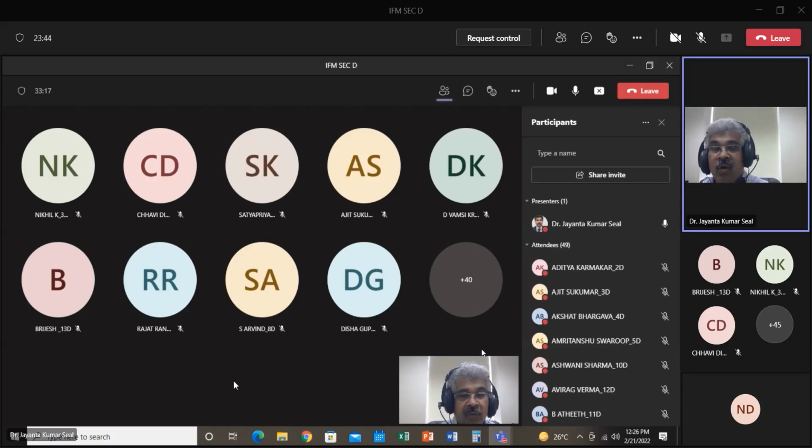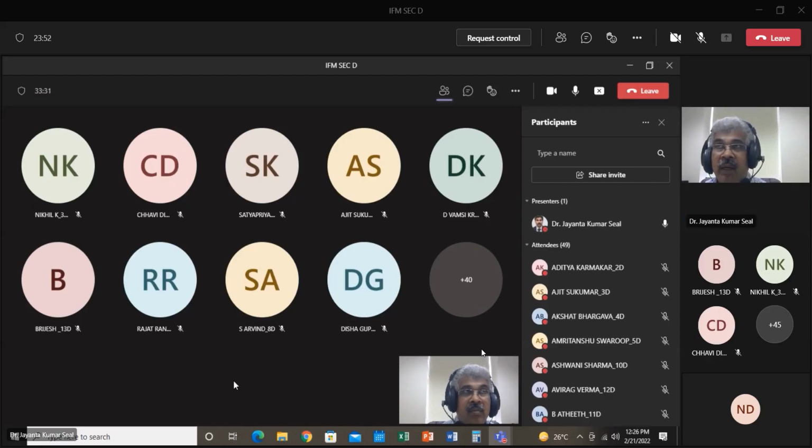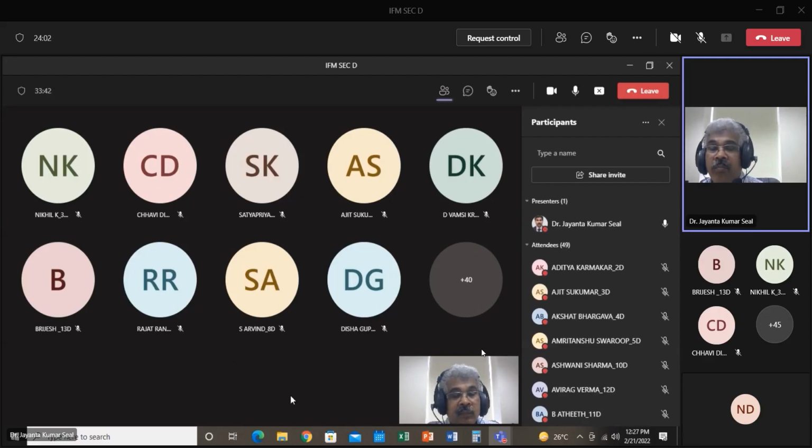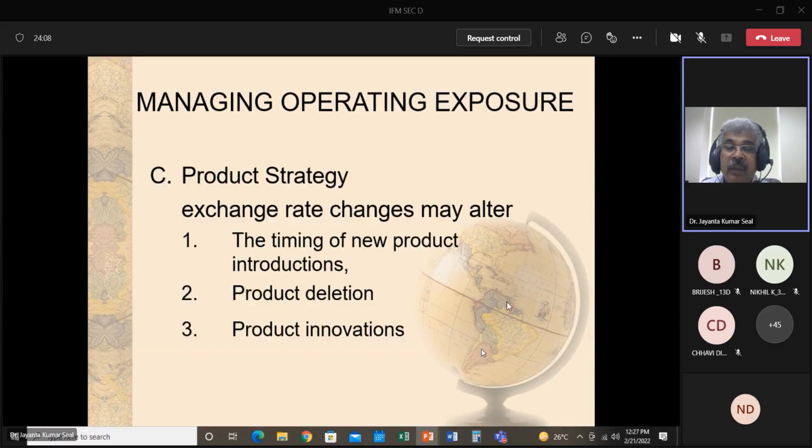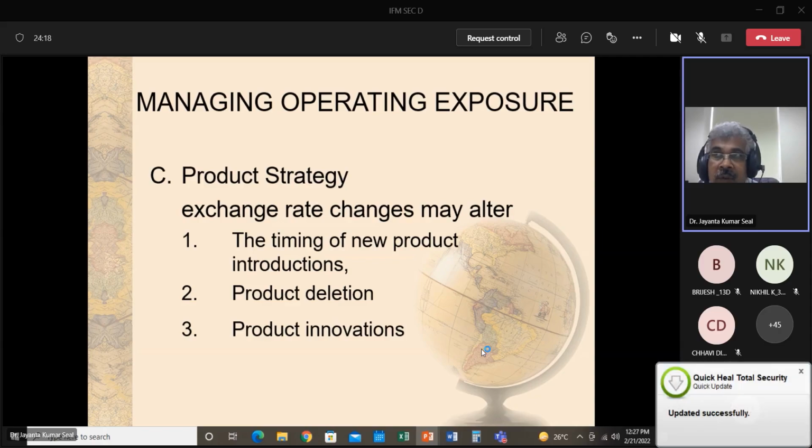That is the case here also. When are you launching your product? Whether the market timing is good or not. Suppose the market timing is not good. Your market timing will not be good when you launch your IPO along with LIC's IPO, or along with an IPO which is so big. So, timing of new product launch and deletion. If you see that you will not be able to compete, you can delete your product. And of course, product innovation. You innovate a particular product which will definitely sell in the market.